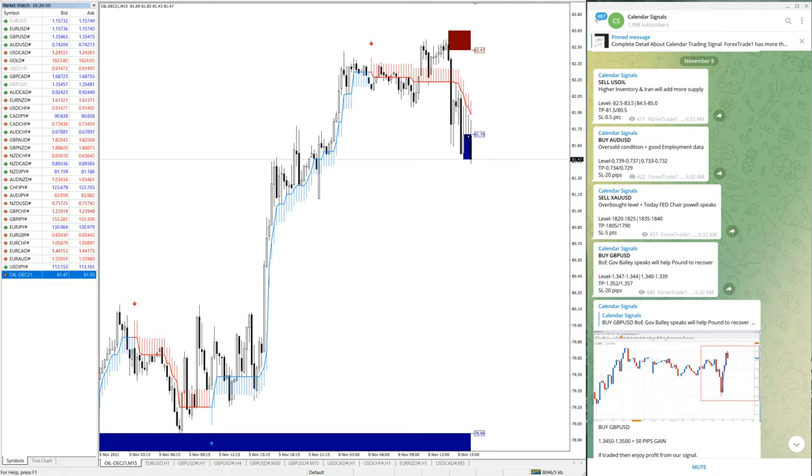Today we are going to show you the performance of our today's calendar signal. Today is November 8th. You can see here, November 8th. And today these are the signals we have given: sell USOIL, buy AUDUSD, sell XAUUSD and buy GBPUSD. We will see the performance of these signals one by one now.